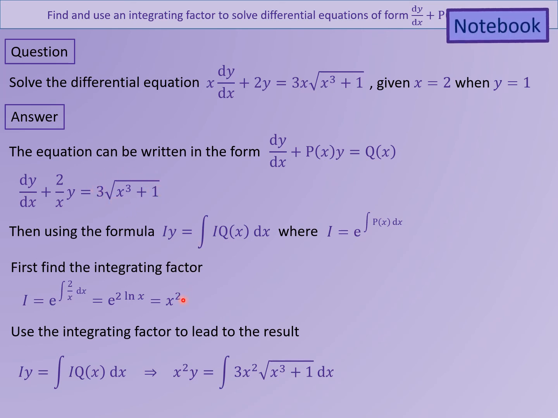Don't make the mistake I almost made there with my pointer, remembering that this was your rearrangement, so this is what you multiply by x squared. That was your function q of x. Okay, so I'm multiplying by x squared, so that bit there just goes to x squared y, and this bit goes to 3x squared root x cubed plus 1 dx.